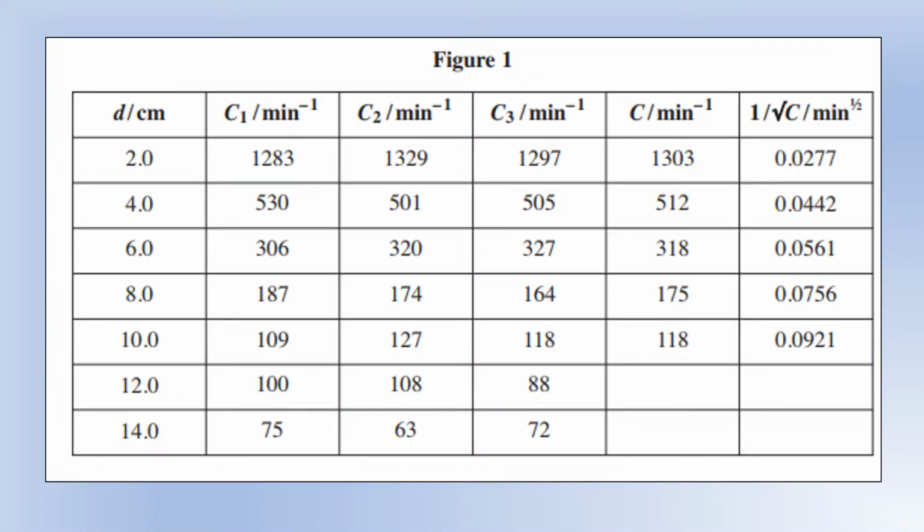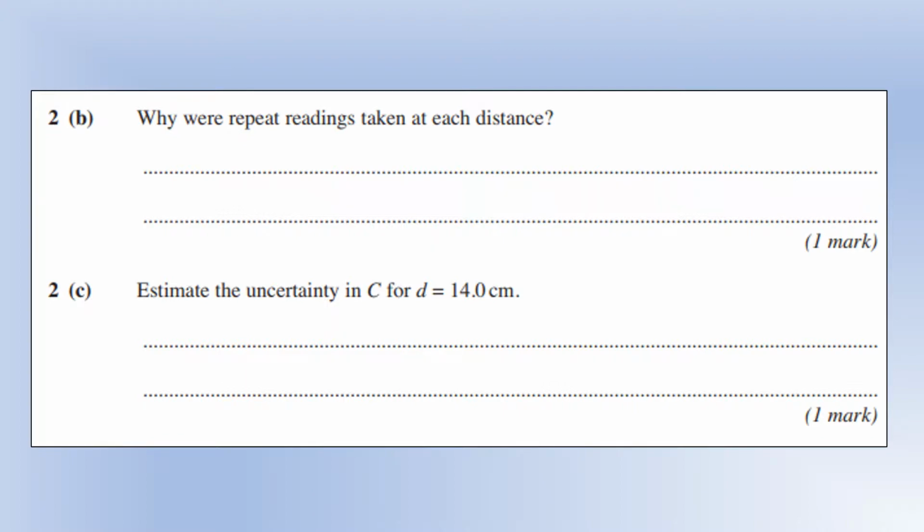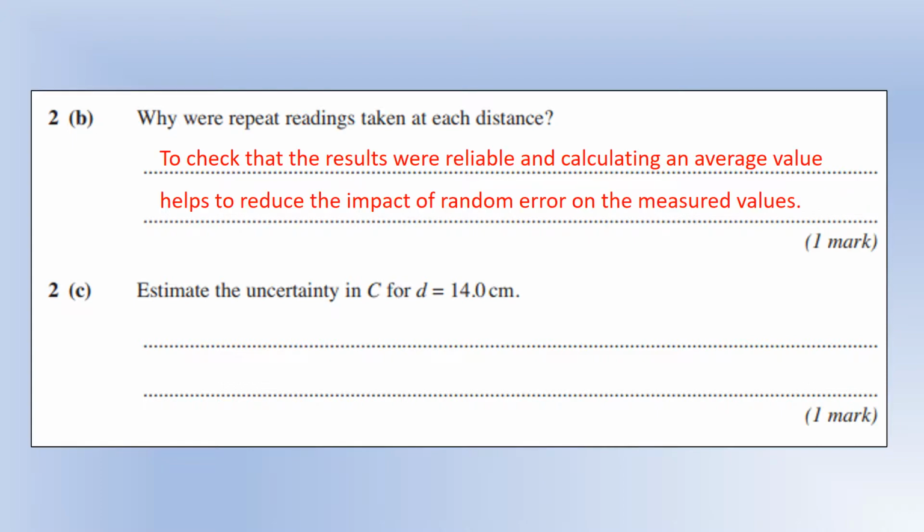So this is the data that's been collected. We've got different distances and different count rates, and each count rate's been repeated twice to give us an average count rate. And then we've calculated 1 over count rate, the square root of count rate, which we'll look at later on. So first question, why would you take repeat readings at each distance? Well, there are two good reasons to do repeat readings. To check your results are reliable, so seeing you're getting consistent values each time. And also by calculating an average of repeat readings, it helps you reduce the impact of any random error on your measurement.